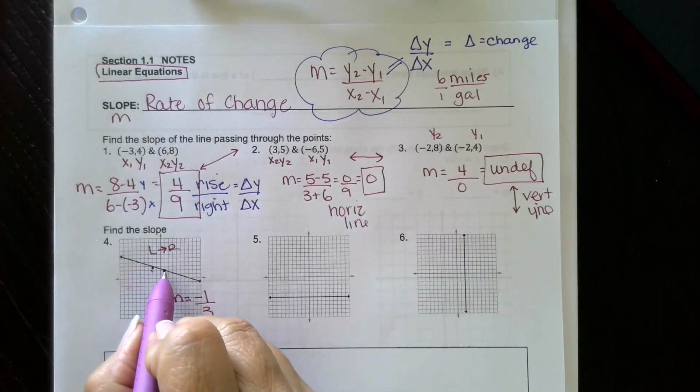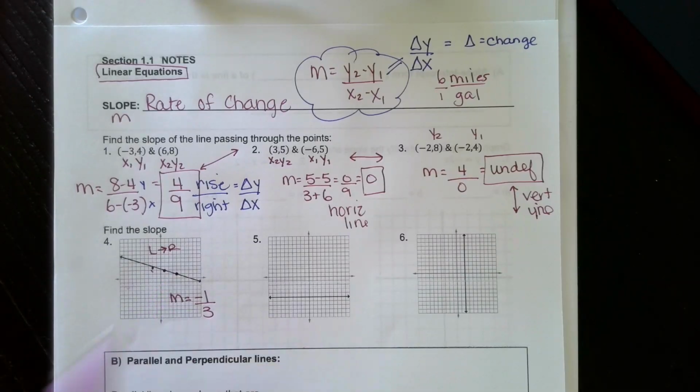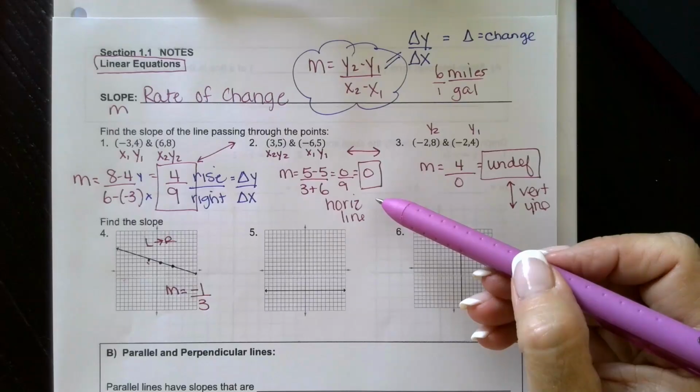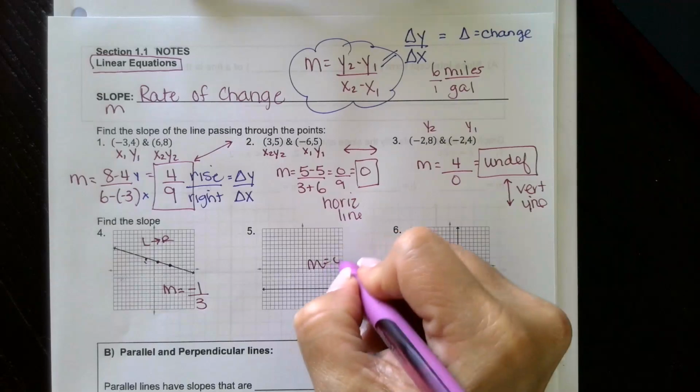I can start at this point and go down 1 and over 3, 1, 2, 3, and I see that I cross those points again right at that hash mark. Okay? Now, we just said up here that when we have a horizontal line, we have a slope of 0. So here's my horizontal line, so I know here my slope is 0.